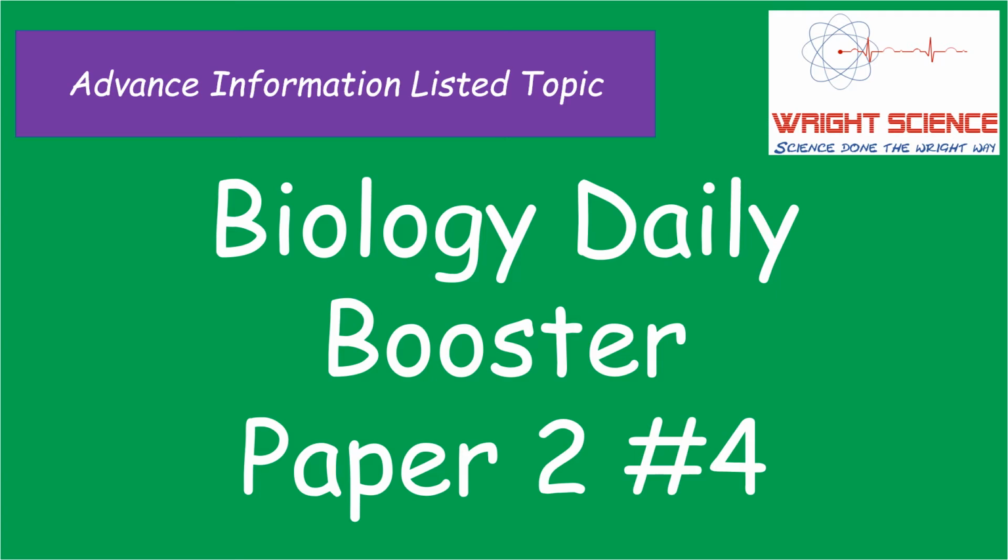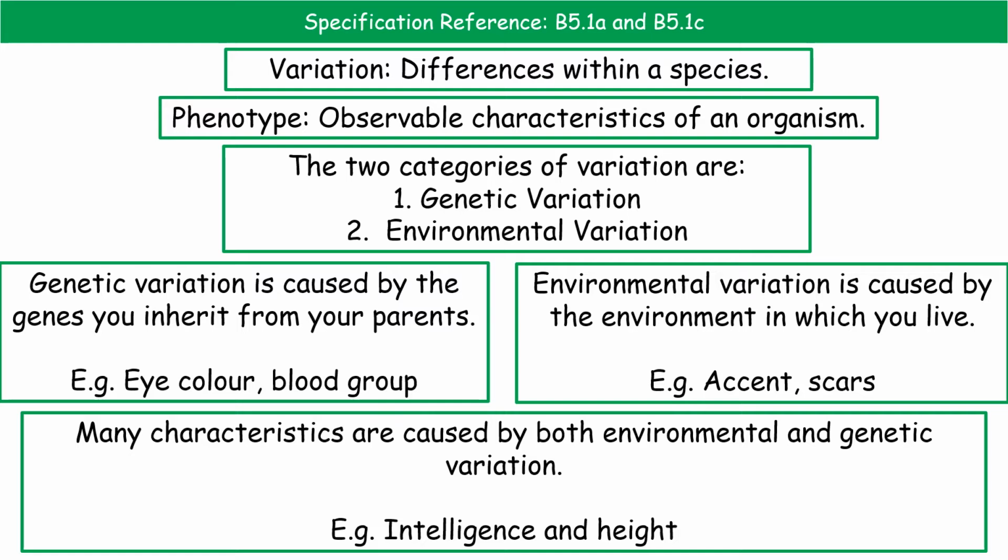This is number 4 in our Paper 2 series, and it is Advanced Information Listed Topic for both the Foundation Biology and Higher Tier Biology. What we're going to do then is have a look at the genetics topic first bit. So this is Module 5.